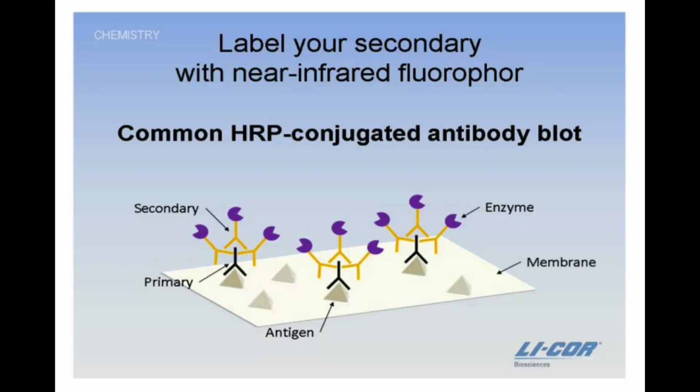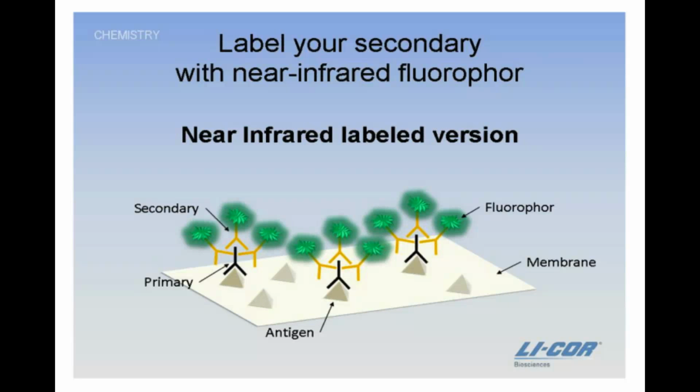If running standard ECL Westerns, try obtaining an unlabeled version of the enzyme conjugated secondary, which in this case would be the orange portion of the secondary antibody, then label it with a near-infrared fluorophore using an IR dye labeling kit. We can expect similar binding patterns from the fluorescent blot because the binding portion of the now near-infrared secondary is the same as the chemiluminescent secondary from before.